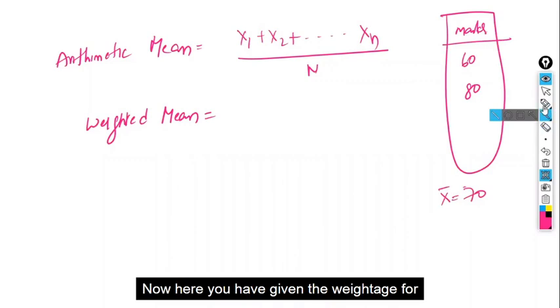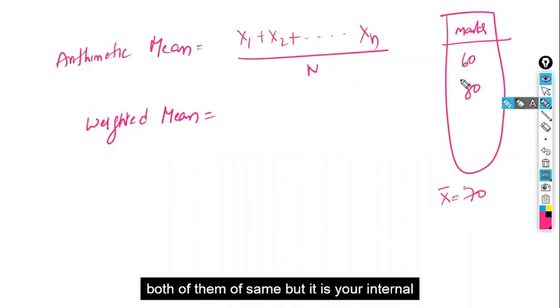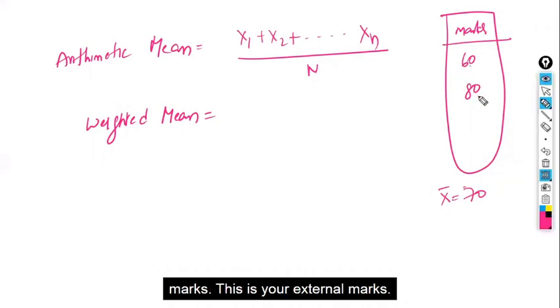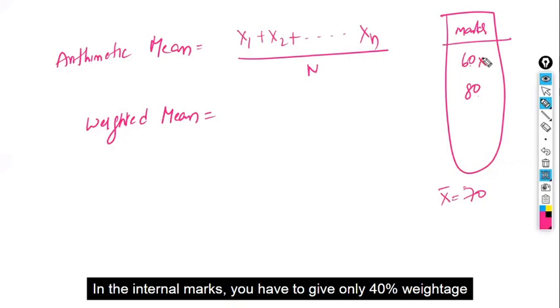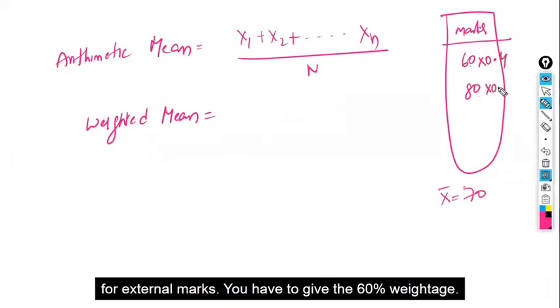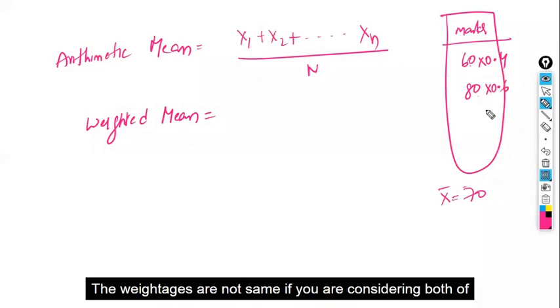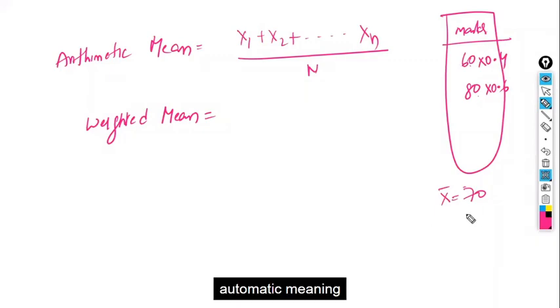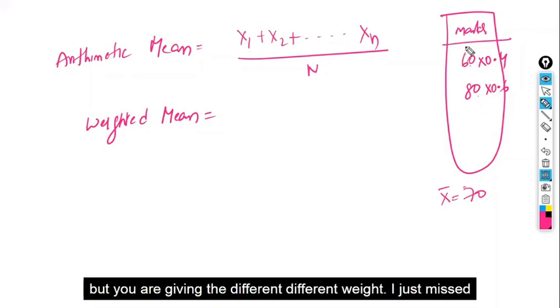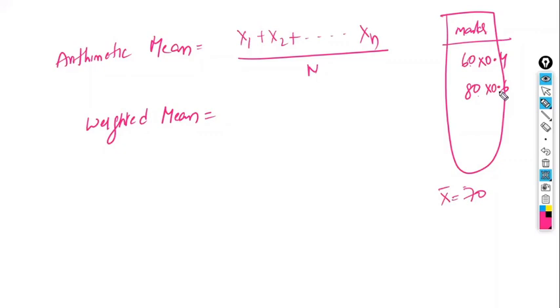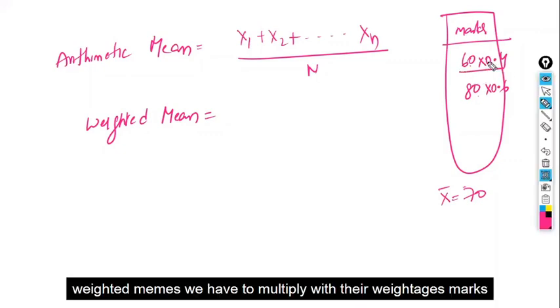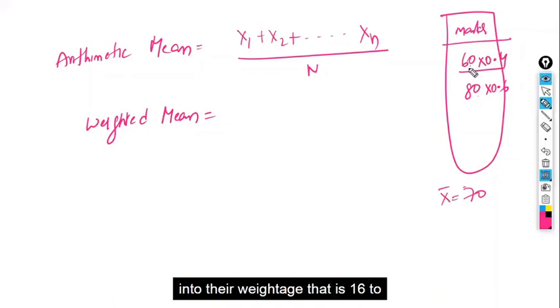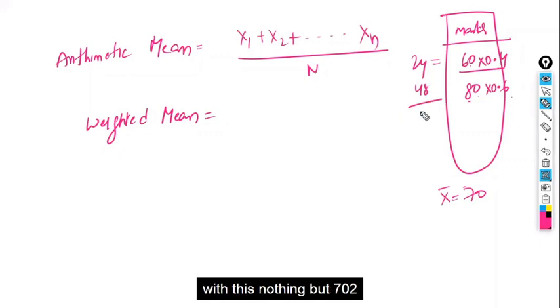Fine. Now here you have given the same weightage to both of them. But this is your internal marks and this is your external marks. For the internal marks, you have to give only 40% weightage. For external marks, you have to give 60% weightage. The weightages are not the same. If you consider both with the same weightage, that is 50-50, it is the arithmetic mean. But if you give different weightages, then it is called the weighted mean. Weighted mean means you have to multiply the marks with their weightages. That is 60 into 0.4, which is 24. 80 into 0.6, which is 48. Now the total is 72.